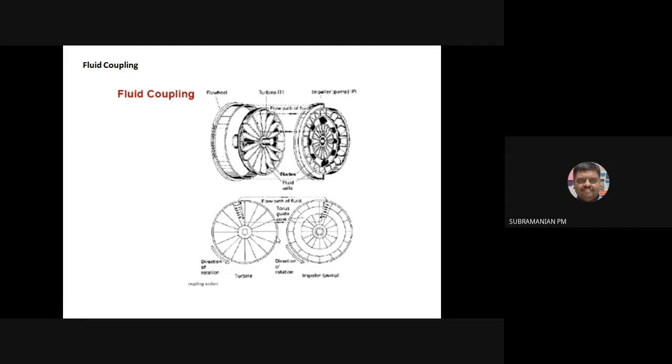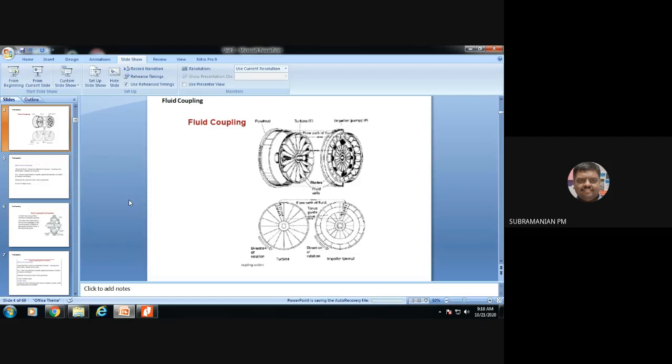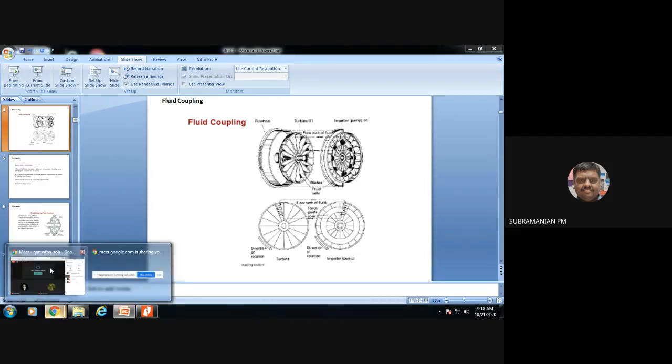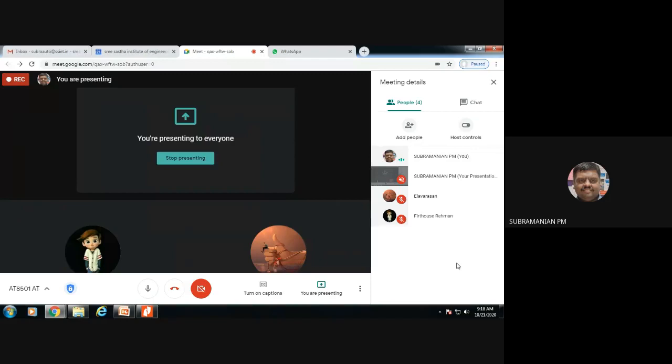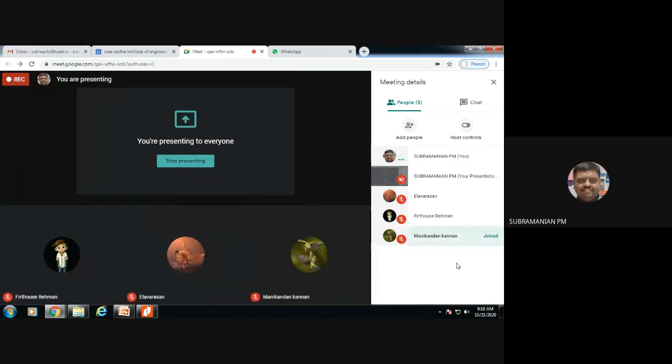Okay, have you copied? Manikandan, have you copied the sketch? You copied this part alone. Who is on the line? I think no one is on the line. Oh, Manikandan is not there. Yes, joined. Manikandan, have you copied? Yes, sir. Okay.